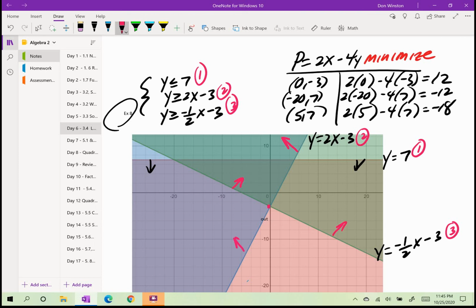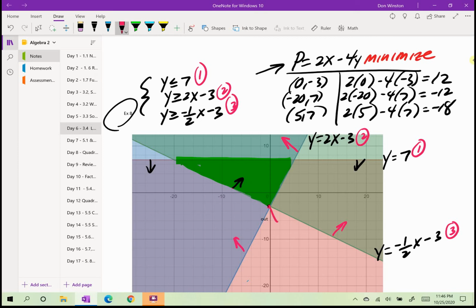Okay, so my feasible region then is I have to be below the line y is equal to 7, above the line y is equal to 2x minus 3, and above the line y is equal to negative 1/2 x minus 3. My objective is to minimize p is equal to 2x minus 4y. So I have to find all the corner points of that feasible region.